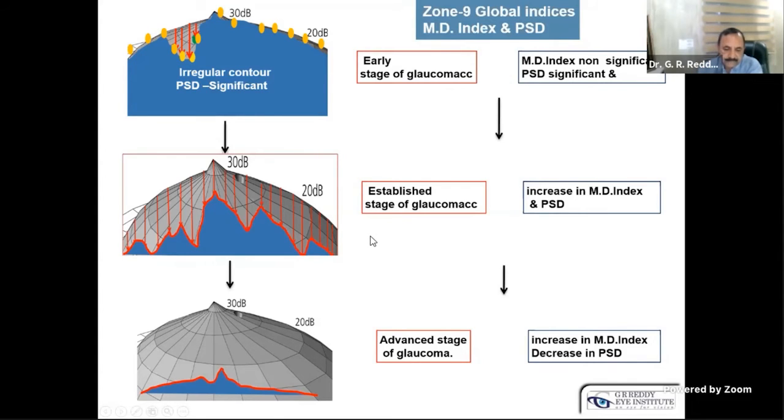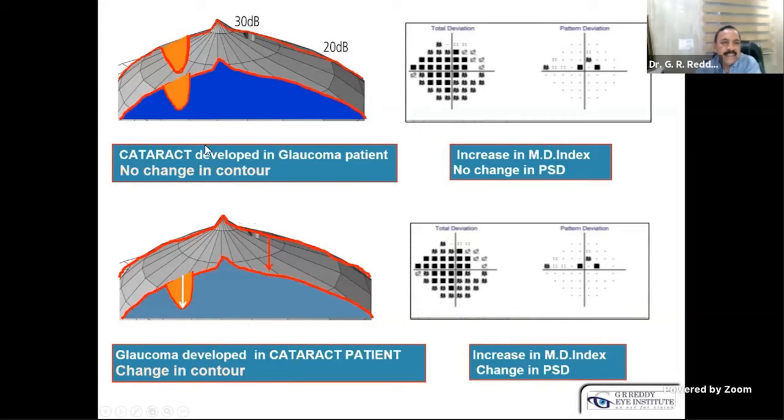Take for example, this patient who has glaucoma and developed cataract, and there is a uniform loss. When there is a uniform loss, there won't be any change in the PSD. Suppose a normal patient developed cataract and there is a loss, but because there is no irregularity, there is no change in PSD. But in a cataract patient developing glaucoma, there will be change in the PSD.